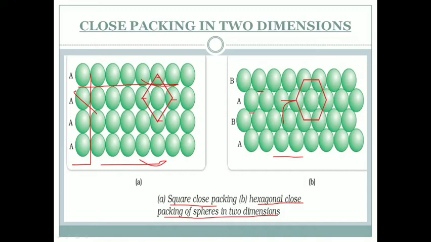Hence, this is which type? AB, AB, A B, A. The next one will be B. So, this is AB, AB type.